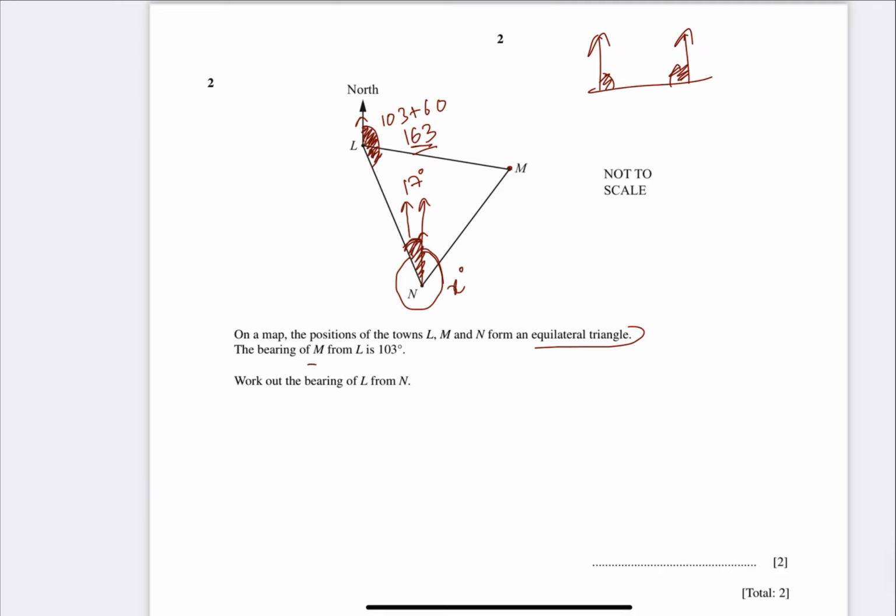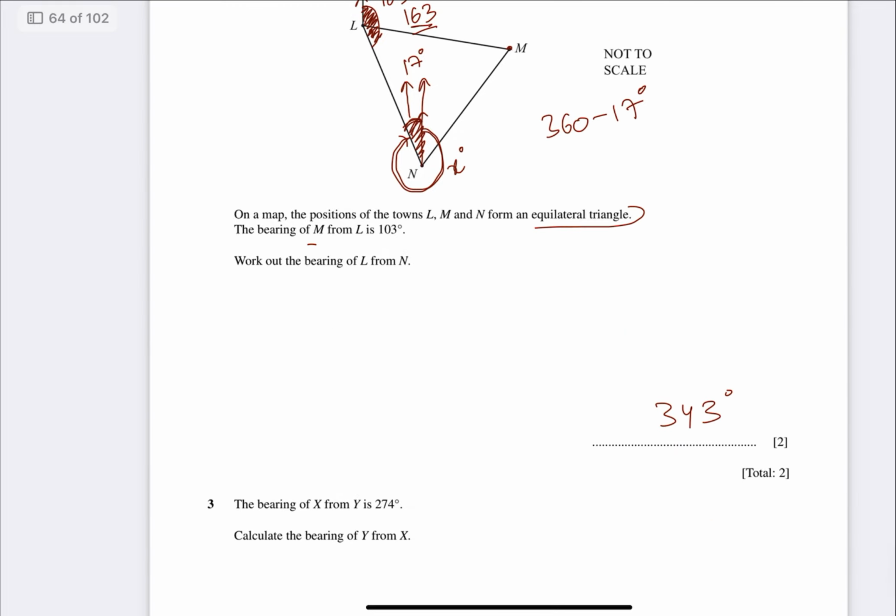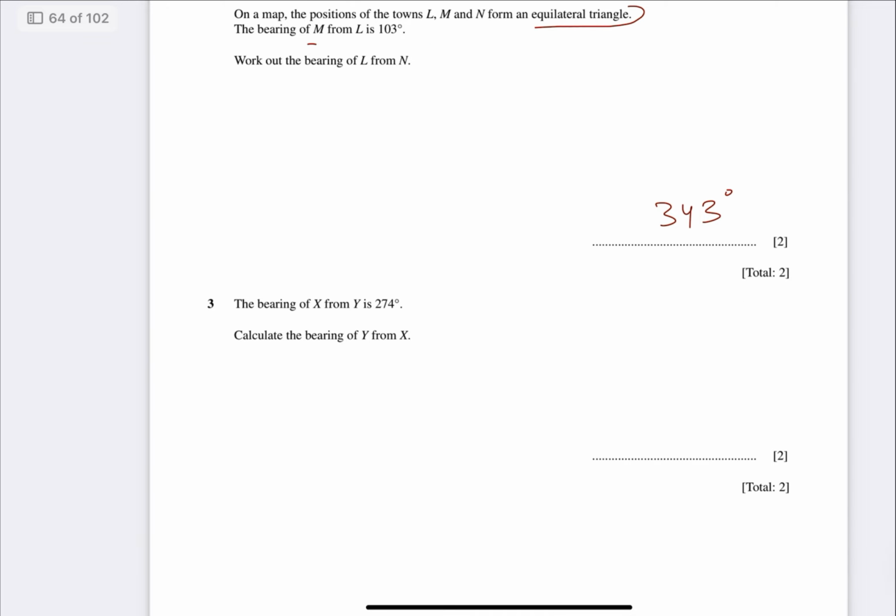And we have to calculate the remaining part. The remaining part would be 360 minus 17, and the answer would be 343. You got this one as well. If you have a doubt, you can tell me in the comment section. I will make sure that your doubt is solved in the next video.